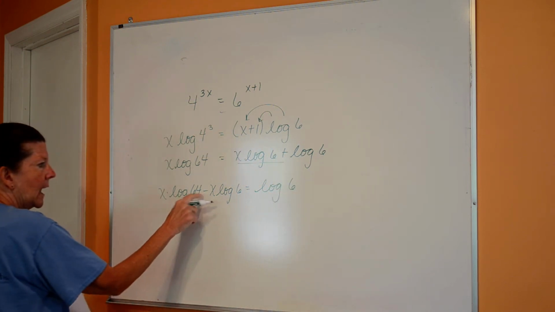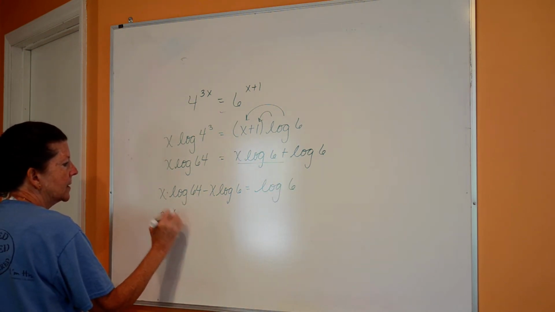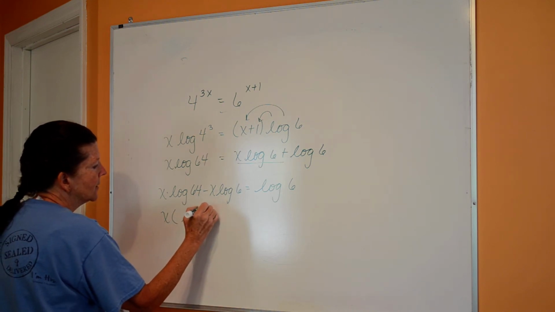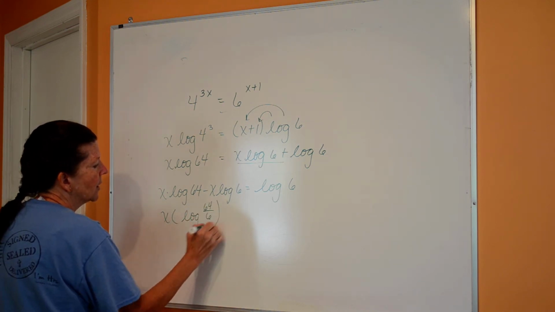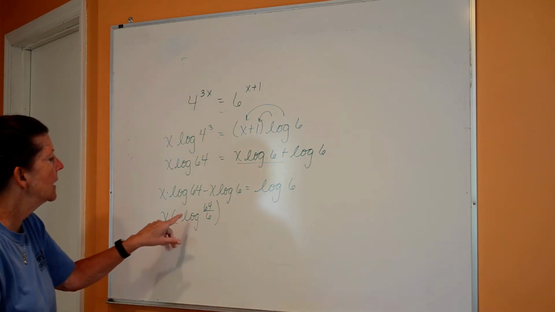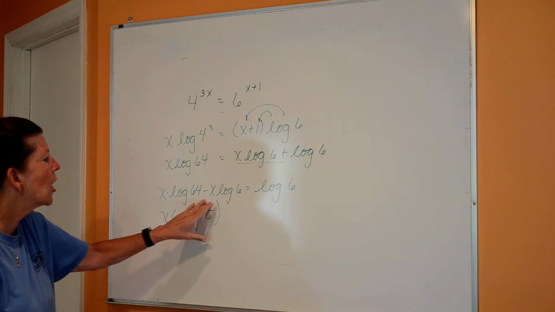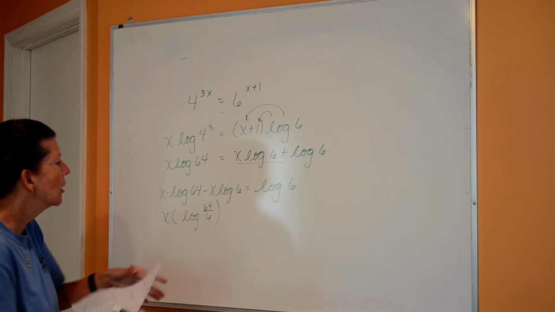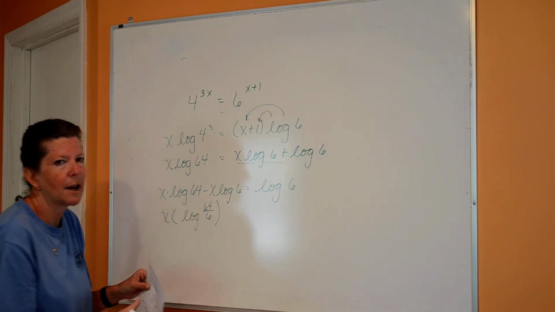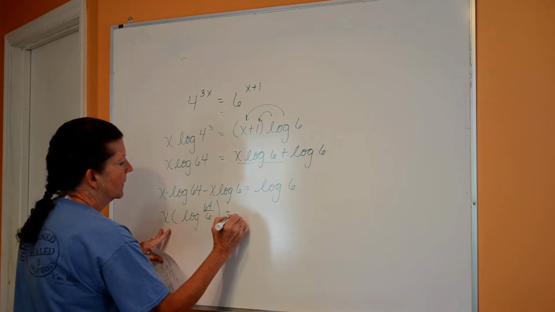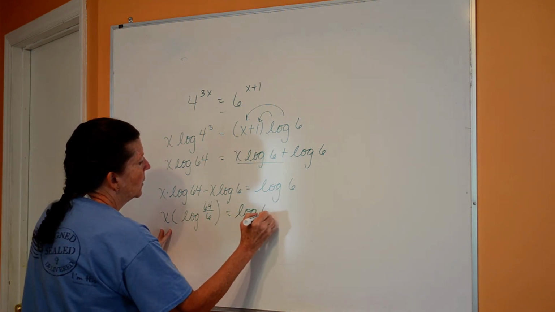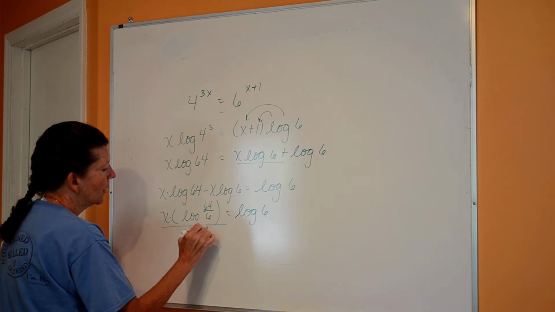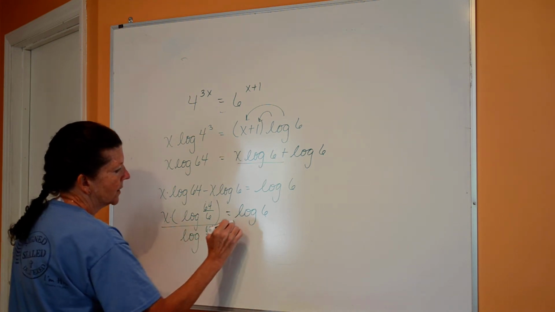All right, I have to factor out my x, but then I have subtraction here. So remember, subtraction is the same as division. Please understand, this is entirely different than the log of 64 divided by the log of 6. This is the log of 64 divided by 6, all right? Now, in order to get the x by itself, I'm going to divide both sides by the log of 64 over 6.